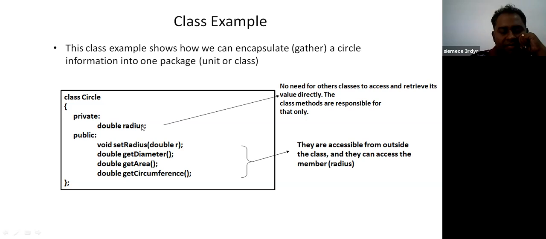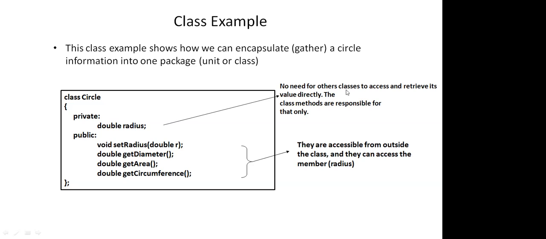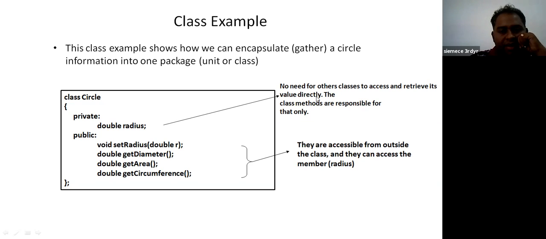Just remember the previous slides. There is no need for other classes to access and retrieve its value directly. The class methods are responsible for that only. So who is going to interact with or modify this data member? No one from outside this class, that means outside these curly braces. This is the opening curly brace and this is the closing curly brace, which is why there is a semicolon. This is the class definition. Outside this class, no one is allowed to use this variable radius. Is it clear? Yes, sir.